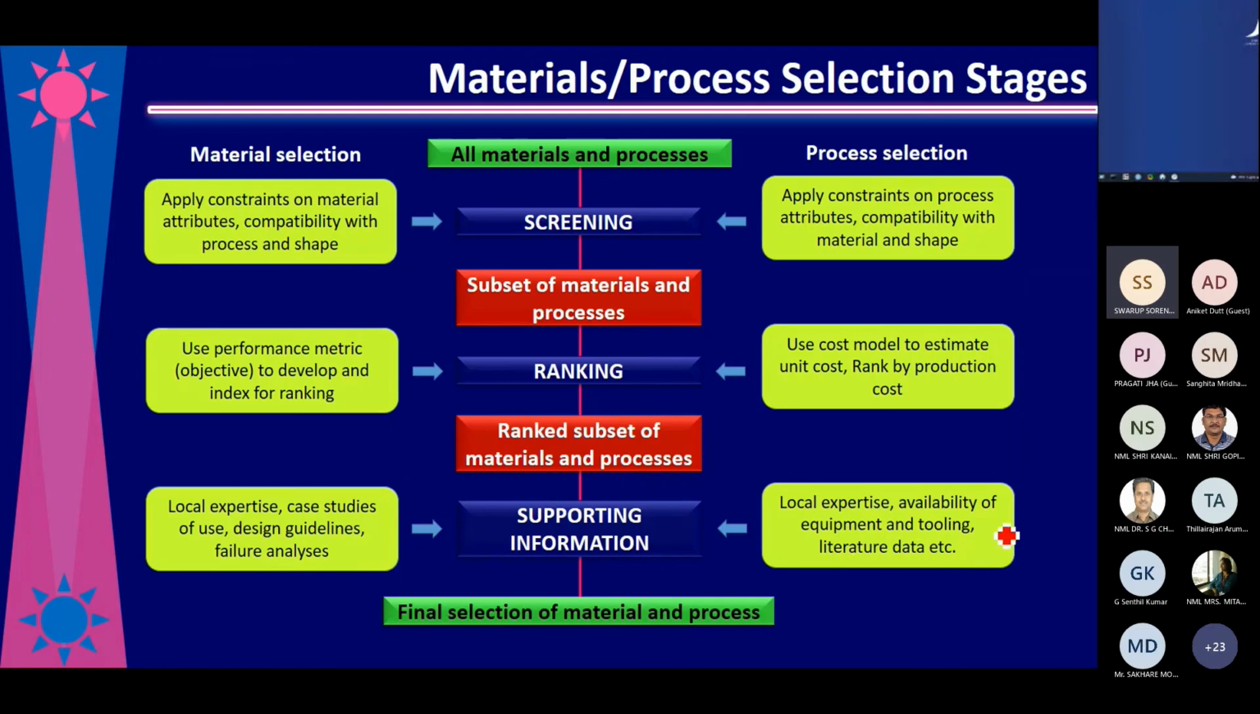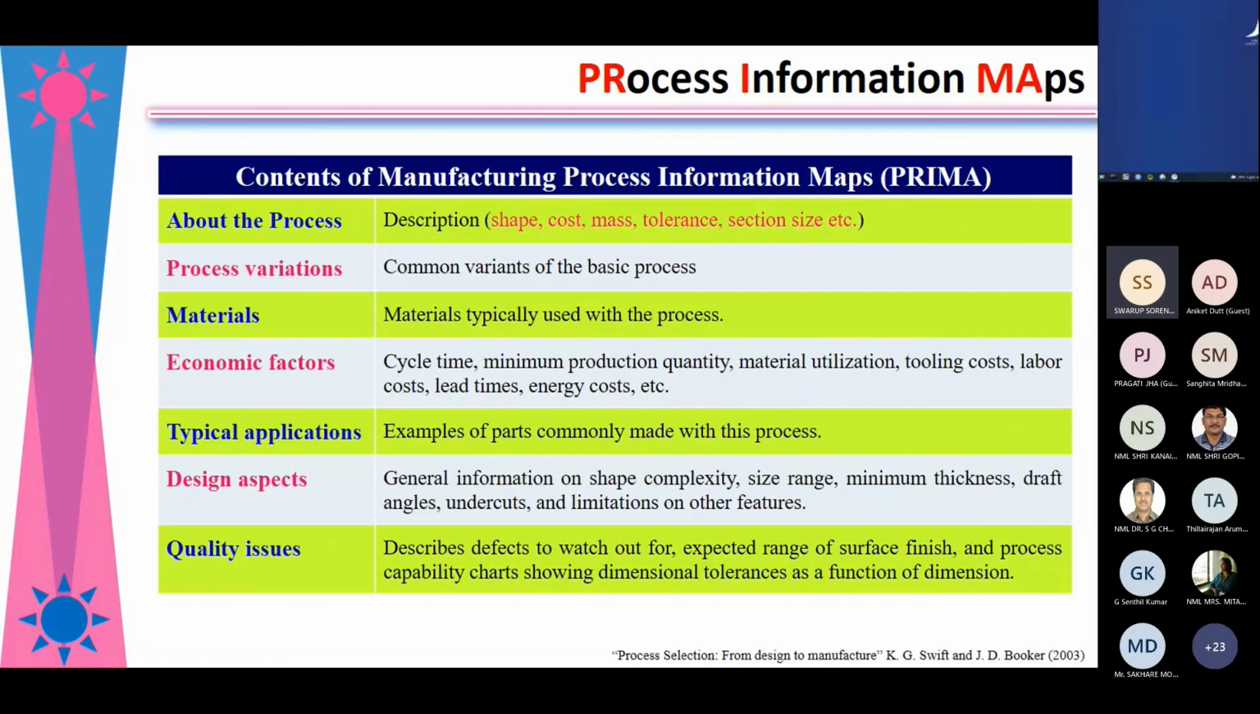And similarly for processes also, we go for the local expertise. We see whether we have the equipment and tooling and what is the cost of this tooling, whether we should be able to use it or not, and check literature data. Once we do that, then we can confirm that, okay, this is the material and processes we want to use for our product. And there are process information maps for selecting processes.